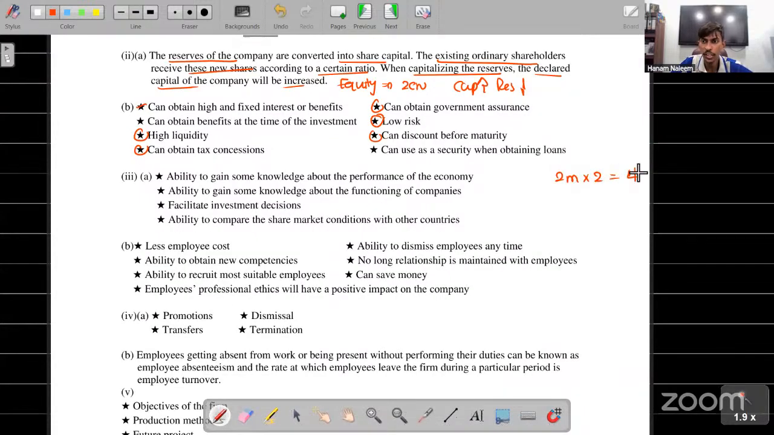So you have to write 4 importance. I have scheduled that if they are silent on the importance, what you do is multiply the marks by 2.